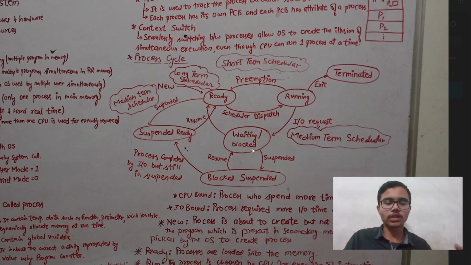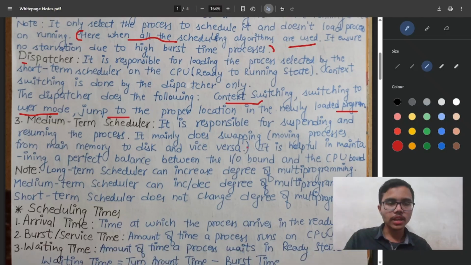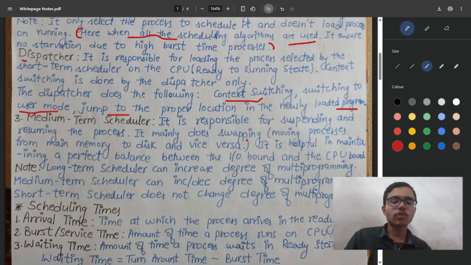This is not the video for explaining all the things here, as it is a short part. You have to watch the long video for this. It mainly does swapping, moving processes from main memory to a disk and vice versa. I will tell you that it is responsible for swapping, not context switch. It is for swapping the processes from main memory to the disk, or vice versa, from disk to main memory also.